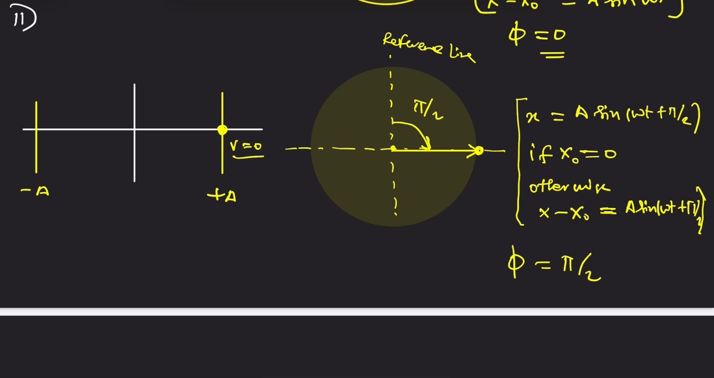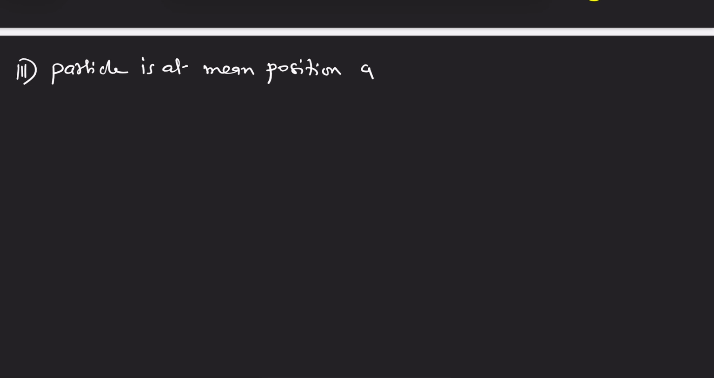Now coming to the third case. The third case would be that the particle is at mean position and going towards negative extreme.